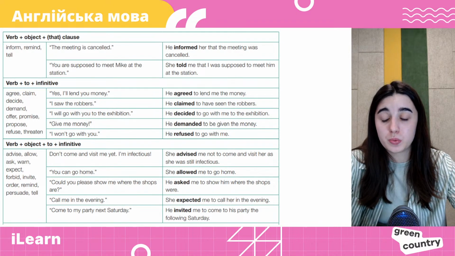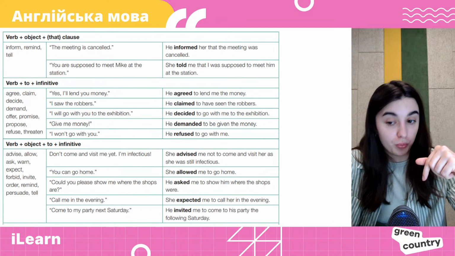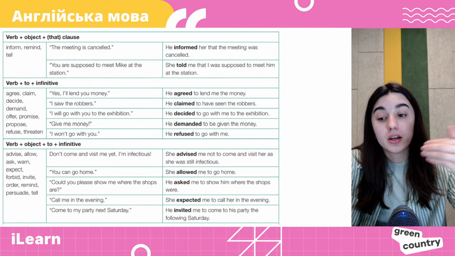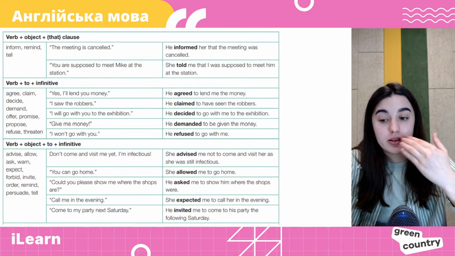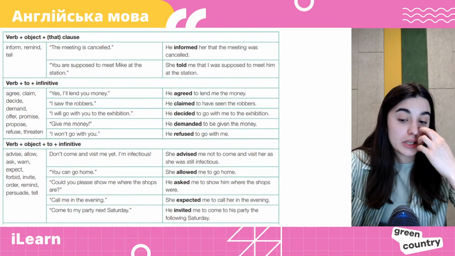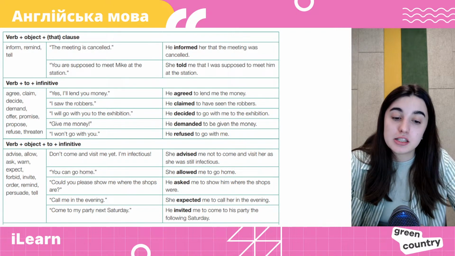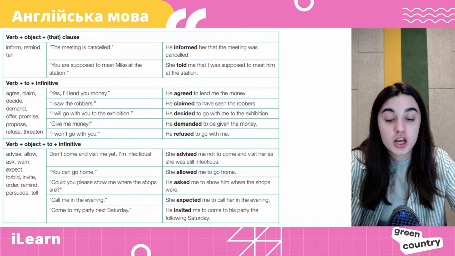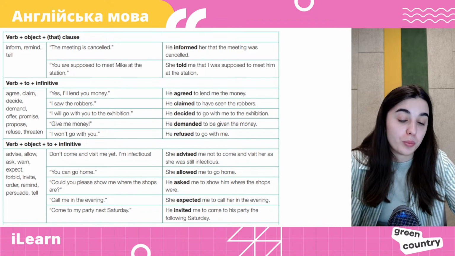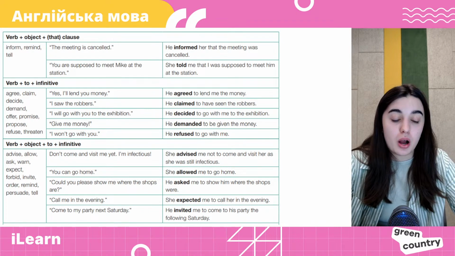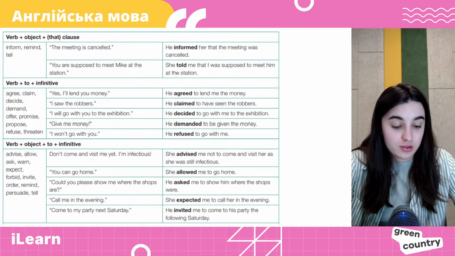We can also use a verb, object, and infinitive when we talk about advise, allow, ask, warn, forbid, persuade, and etc. So she expected me to call her in the evening. She allowed me to go home. He invited me to come to his party. So we have got these three parts.